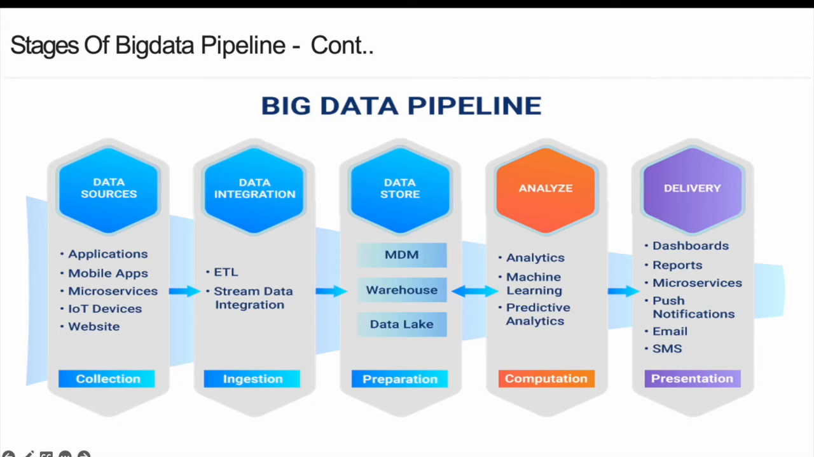Once we have the data, we keep it in a data warehouse, data lake or master data management, and this is the place where you do the data preparation. You delete the unwanted data and get the required format of data for the next level. Once you have that data, you do data analytics, machine learning and predictive analysis on top of it. These are the computation work, AI and machine learning initiatives you do on top of that. Once you have the desired format of data, you present it to the customer.